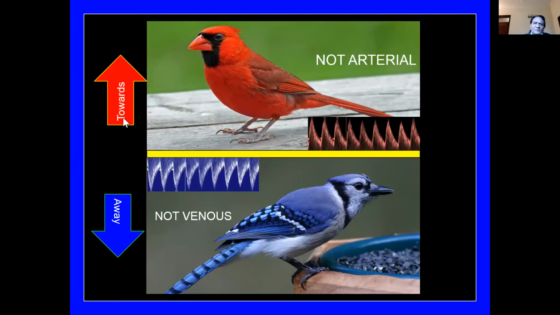And when the color is red, it means the blood is flowing towards the probe. It's not arterial. And the spectrum is above the baseline. The yellow is the baseline. When the flow is away from the probe, the color is blue. It's not venous color, as in the anatomy books, in the pictures. And the spectrum is below the baseline.